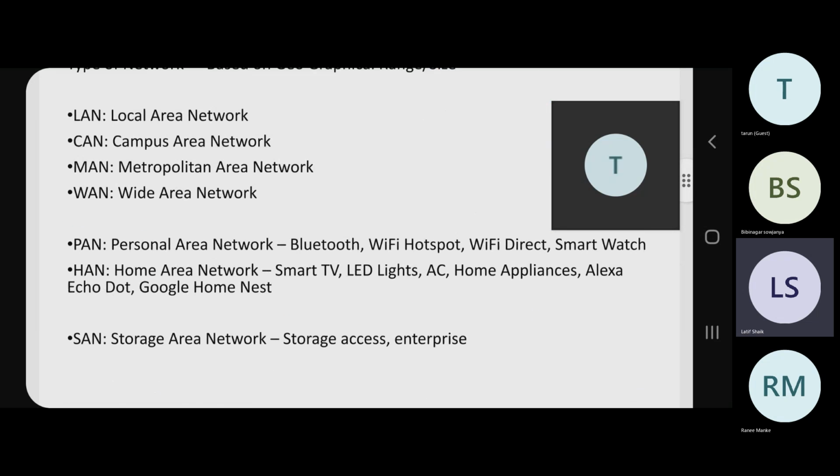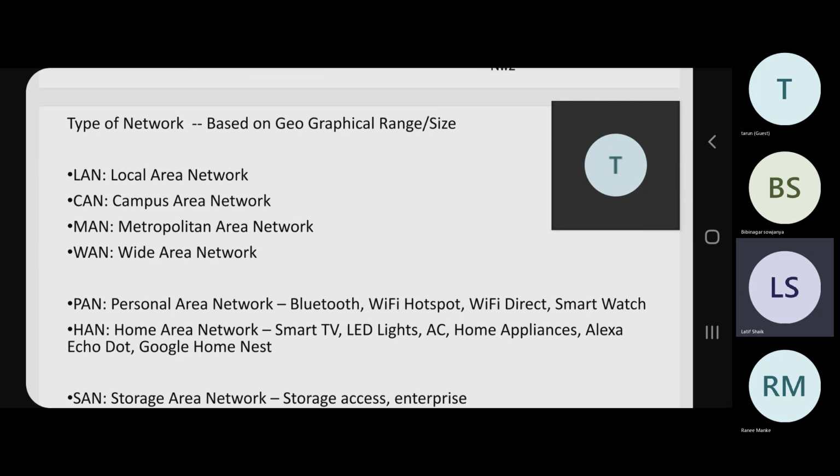Next one, the types of networks like LAN, CAN, MAN, WAN. Personal area network, home area network, body area network. Some different networks are there, but mainly LAN and WAN are important. Others are CAN, MAN, PAN and so on. It depends upon the geographical range of the network.